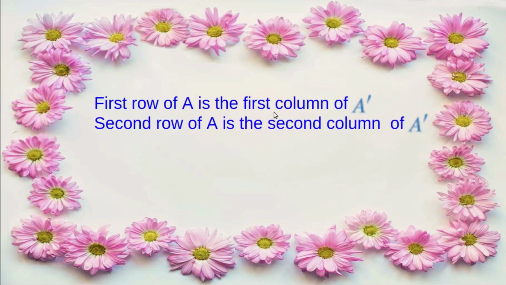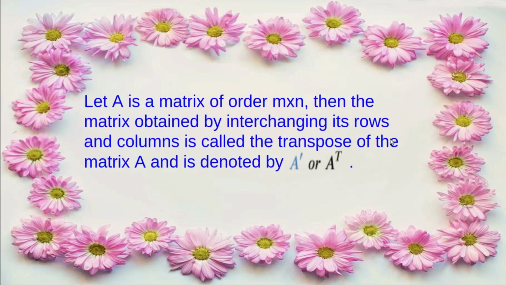First row of A is the first column of A dash. Second row of A is the second column of A dash. Let A be a matrix of order m by n. Then the matrix obtained by interchanging its rows and columns is called the transpose of the matrix A and is denoted by A transpose, A dash or A^T.